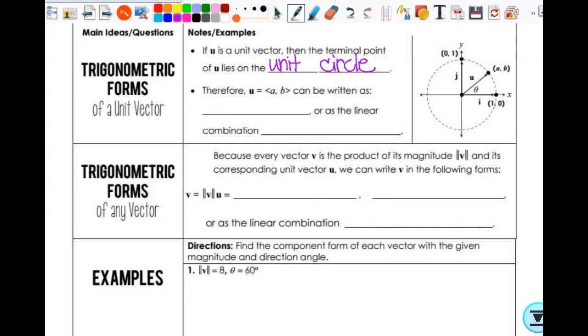Therefore, vector u in component form is <a, b>, can be written as vector u. So if this is the unit circle, this is an ordered pair on the unit circle, then this is also <cosine theta, sine theta>. All of this is totally related to each other. Or as a linear combination, this would be vector u is equal to cosine theta i hat plus sine theta j hat. Okay. We're good?